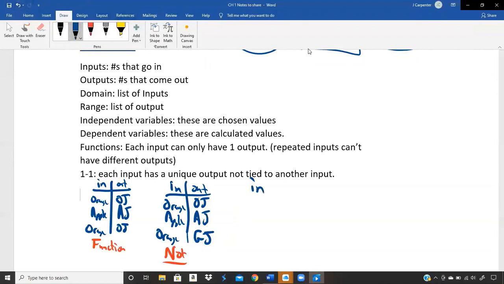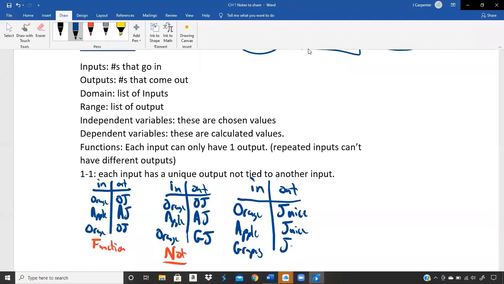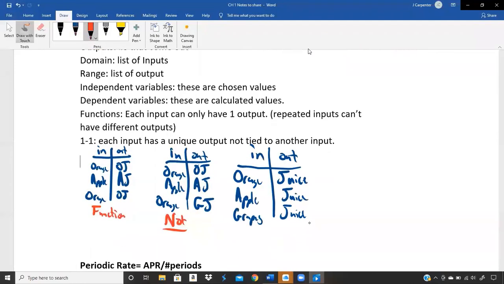Let's do this a little differently now. Let's say I put an orange in, and instead of saying orange juice, I just say the output is juice. And then I put an apple in, and I just say that the output is juice. And then I put some grapes in, and I just say the output is juice. I never even repeated my inputs.